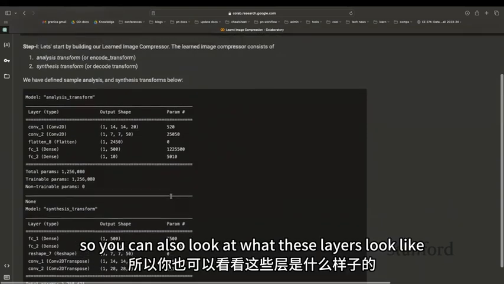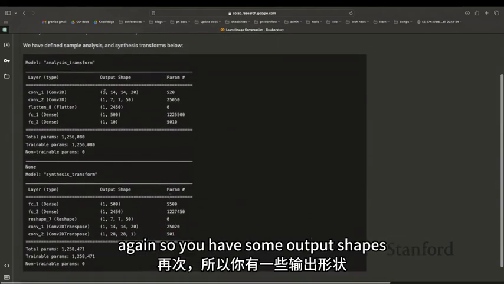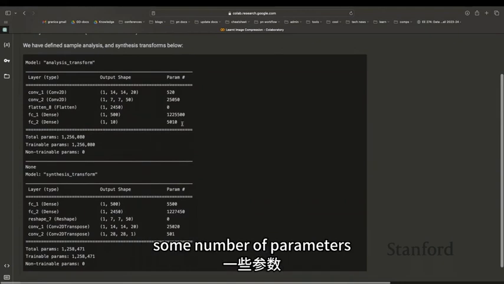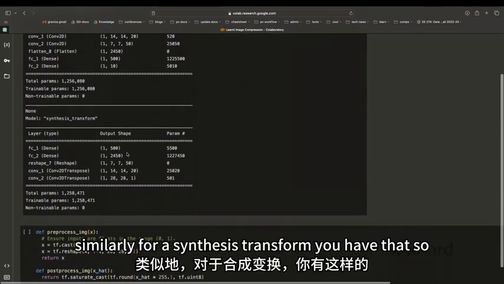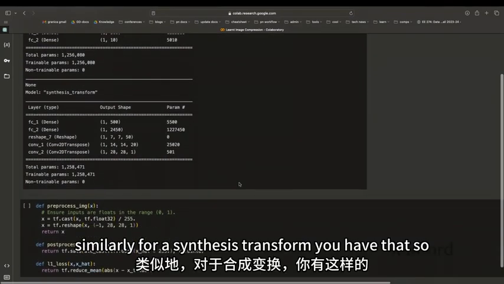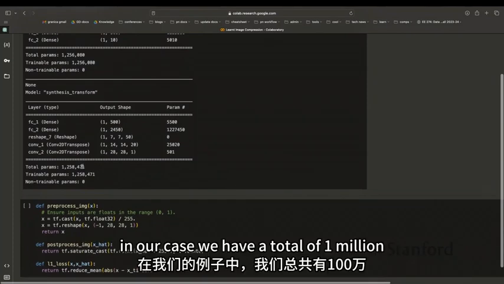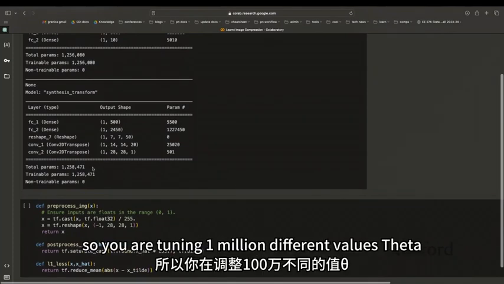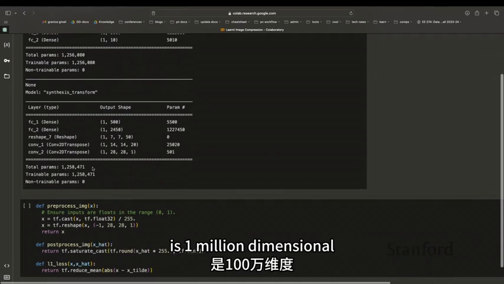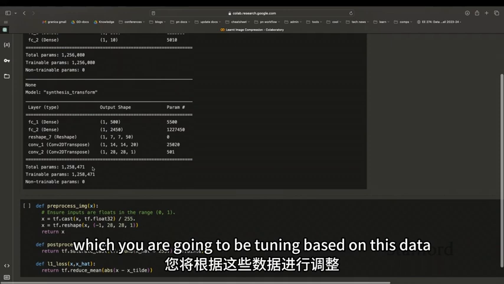You can also look at what these layers look like. You have some output shape, some number of parameters. Similarly for the synthesis transform. In our case, we have a total of 1 million trainable parameters. So you are tuning 1 million different values. Theta is 1 million dimensional, which you are going to be tuning based on this data, trying to optimize for rate distortion.